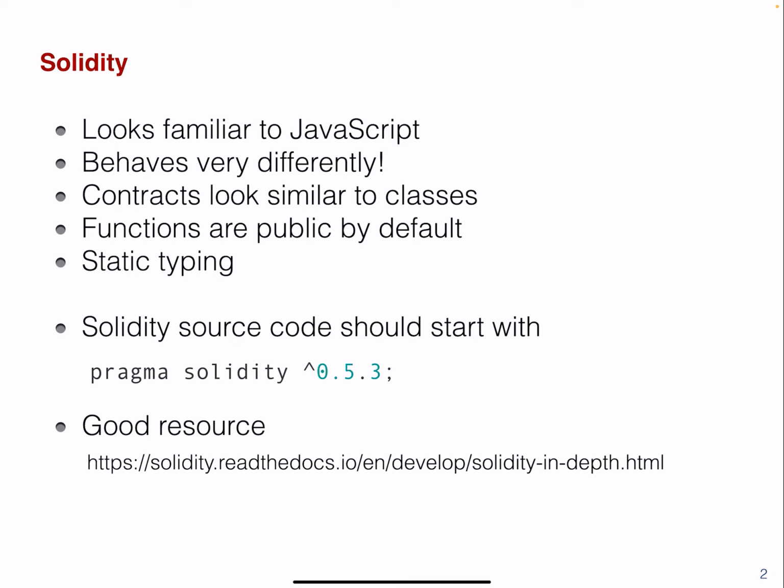Solidity looks quite familiar to JavaScript, but it behaves very differently, so don't be fooled. Smart contracts basically look similar to classes, which we'll see in a bit, and functions are public by default. Unfortunately, there are a lot of things in Solidity that are done by default and are implicit, which isn't very apparent at the beginning. So for beginners in particular, it's quite tricky sometimes to avoid security issues.